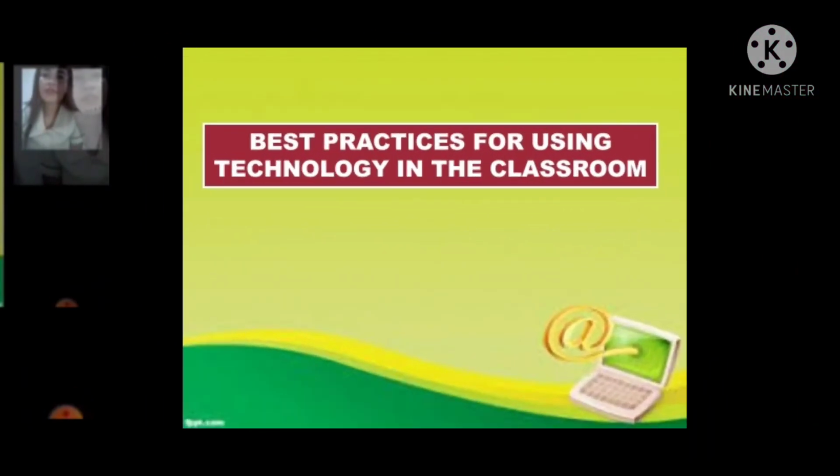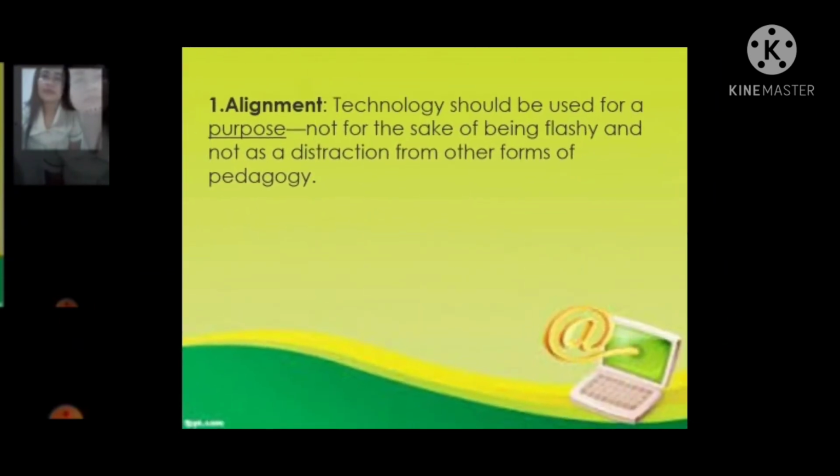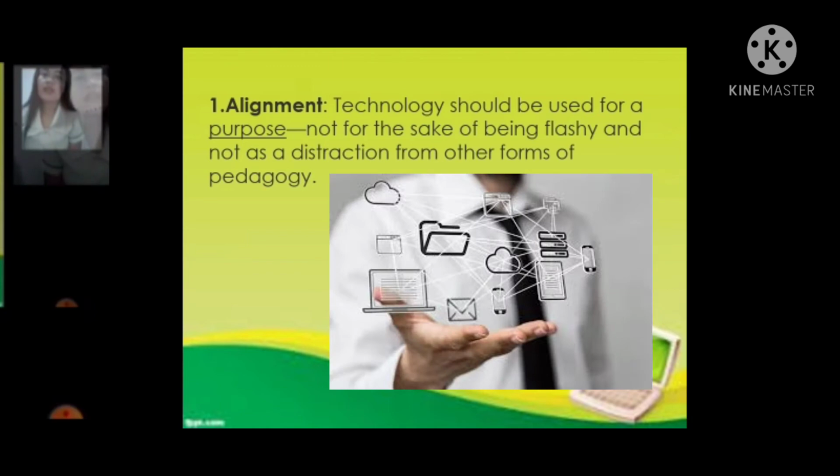So best practices for using technology in the classroom. When using technology for teaching, there are four basic principles to be kept in mind. First is the alignment, accessibility, assessment, and reinforcement. So alignment. Technology should be used for a purpose, not for the sake of being flashy and not as a distraction from other forms of pedagogy. So alignment means there is consistency of the provided lesson.